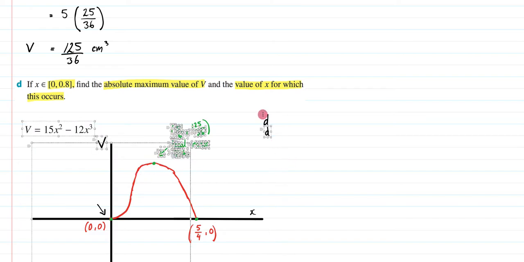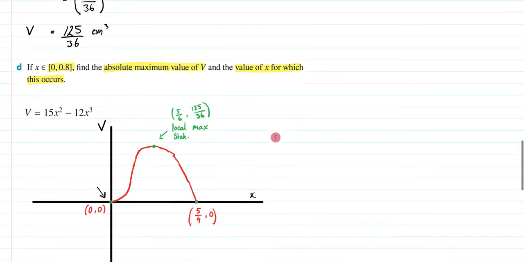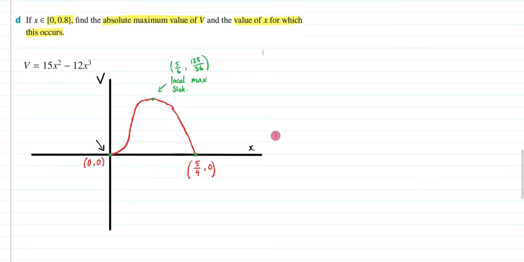Perfect. Now, we have to deal with the fact that I'm no longer dealing with a domain between 0 and 5/4, which is 1.25. Rather, I'm dealing with a domain of 0 to 0.8. Now, I don't like thinking of my domain in terms of decimals. I just don't like decimals. So I'm going to turn that into a fraction. 0.8 is the same thing as 4/5.